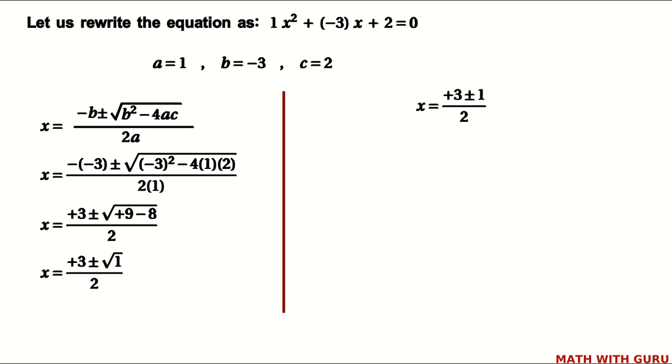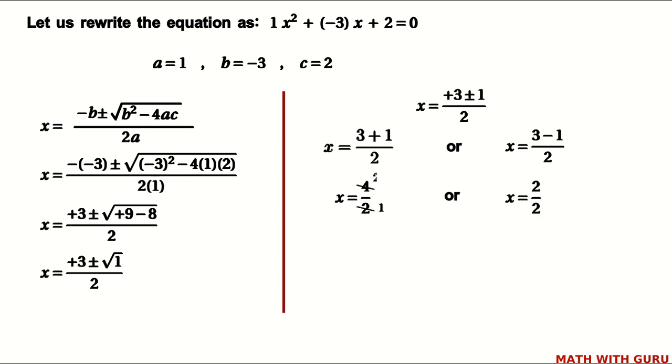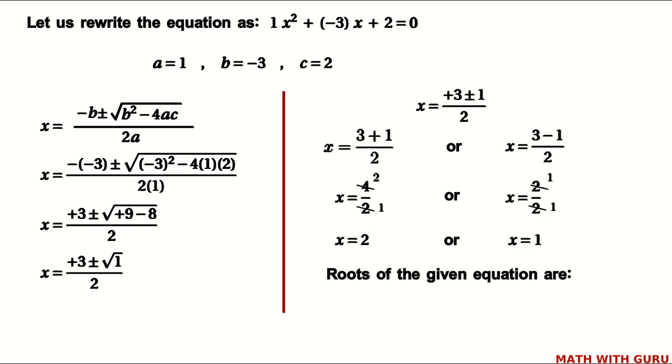x equals 3 plus or minus 1 divided by 2. Let us separate the two values of x. 3 plus 1 divided by 2, 3 minus 1 divided by 2. Let us simplify. 4 divided by 2 or 2 divided by 2. 2 ones are 2, 2 twos are 4, 2 ones are 2. x equals 2 or x equals 1. Therefore, roots of the given equation are 2 and 1.